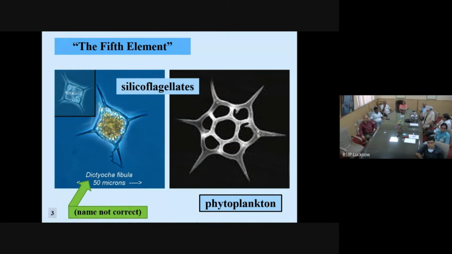And as such, it does not have a special society, it does not have a special journal, whereas the other groups have hundreds, if not thousands, of scientists studying that particular group. For silicoflagellates, more or less, I am it. So let's talk about these. They are an extremely interesting group.